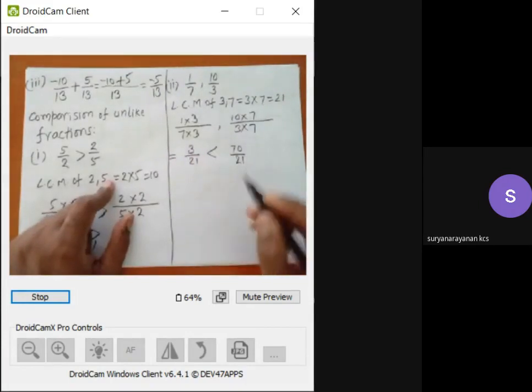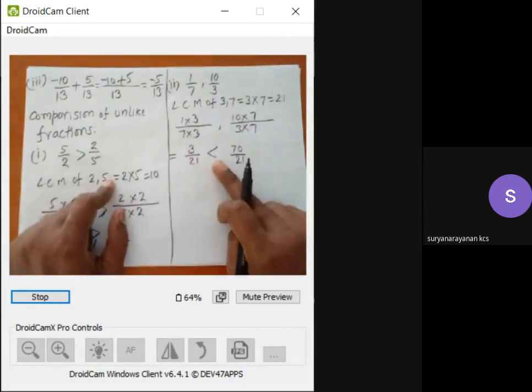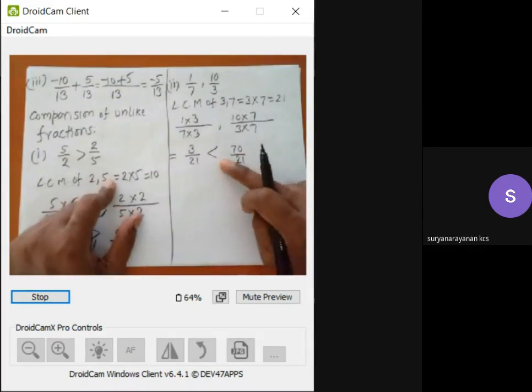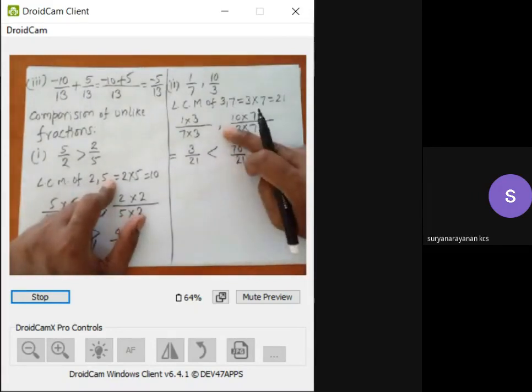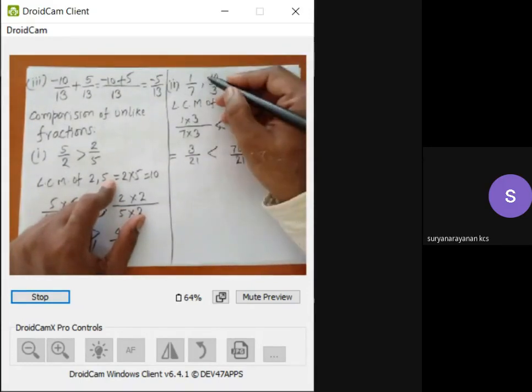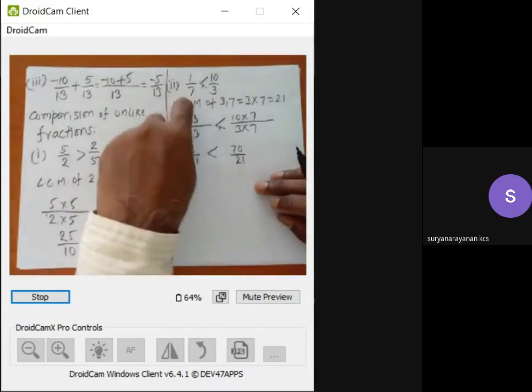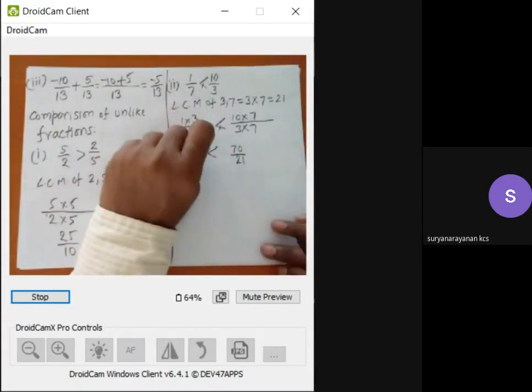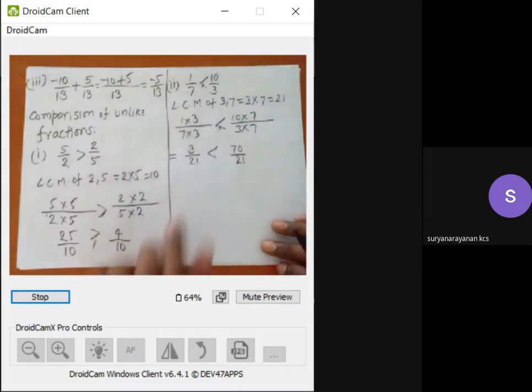So we keep the less than symbol. 3 is less than 70. So we keep this symbol, with the sign opening backwards, in between these two fractions. So finally we can say that 1 by 7 is less than 10 by 3. Okay, my children, got this point?